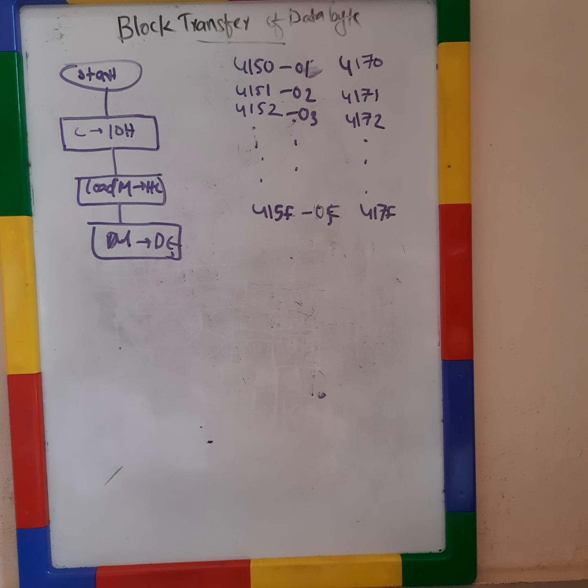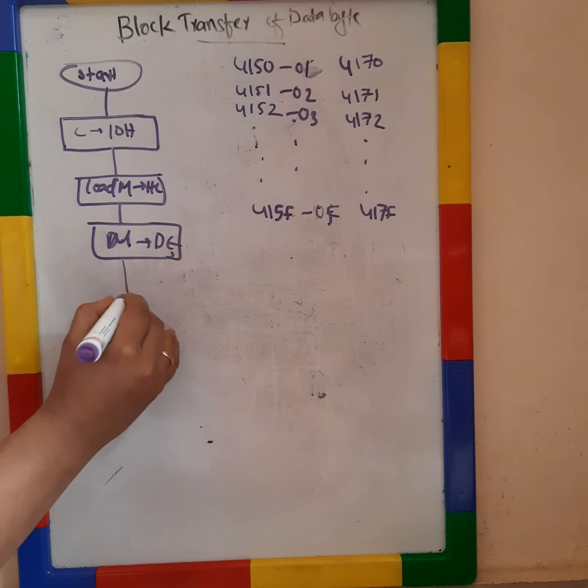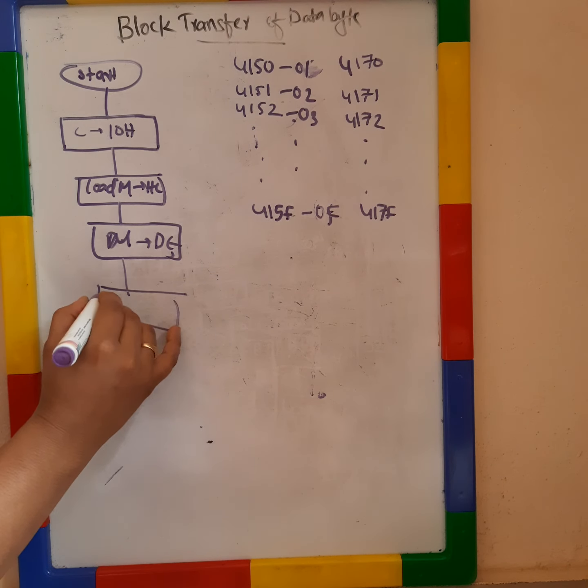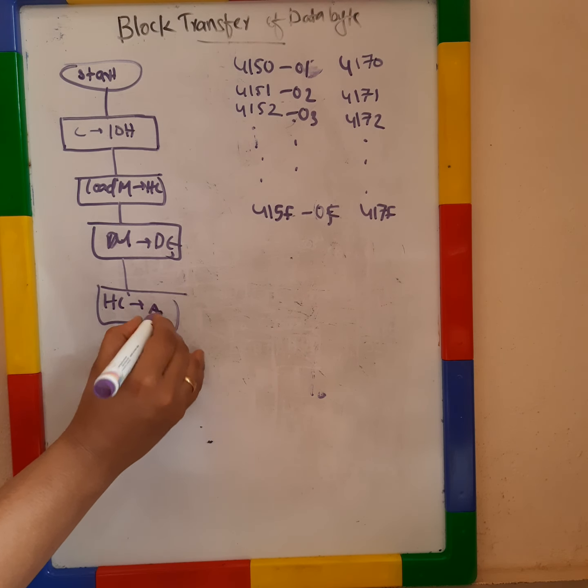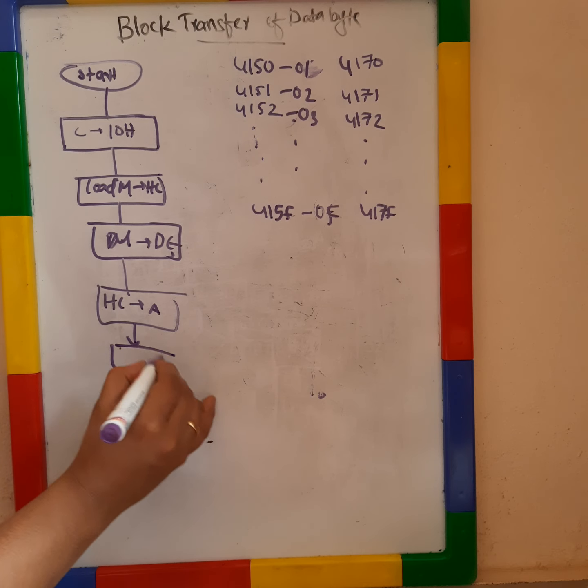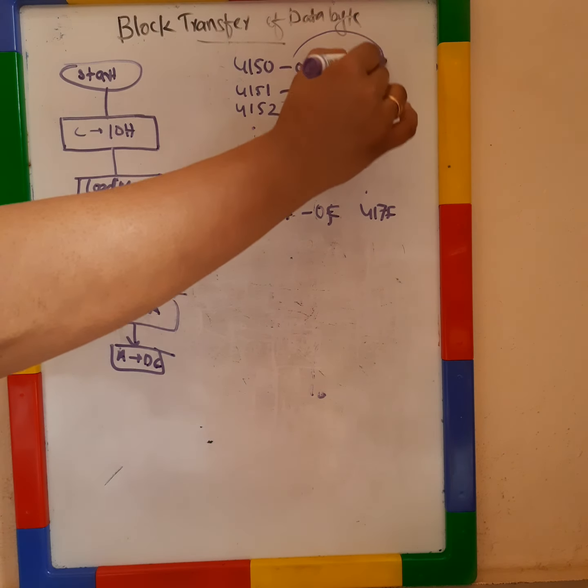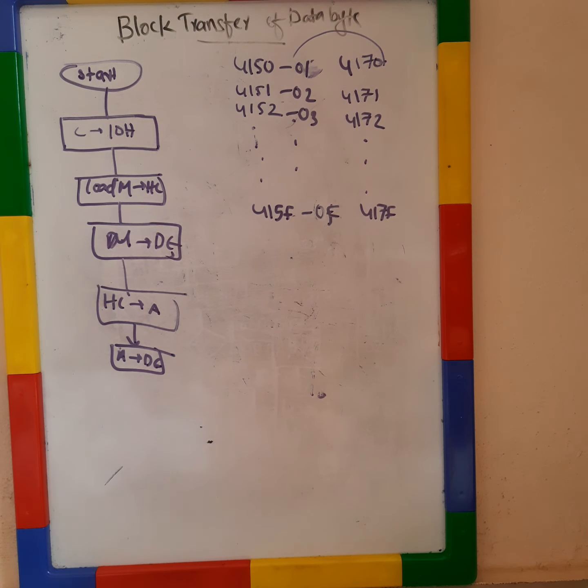Okay, now what we will do: first we will move the contents of memory location 4150 to the accumulator. Then from the accumulator we will copy that into the memory location pointed by the DE pair. That means this data will get transferred into 4170.